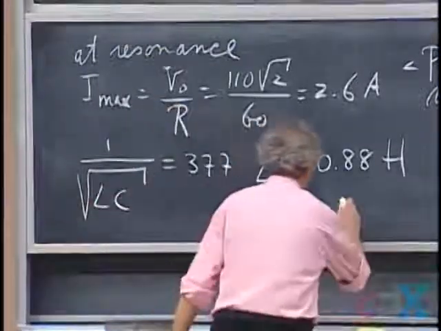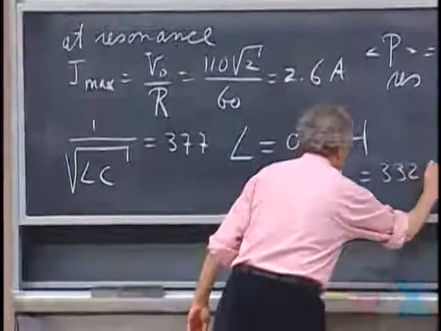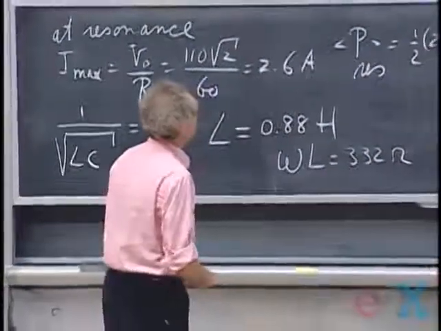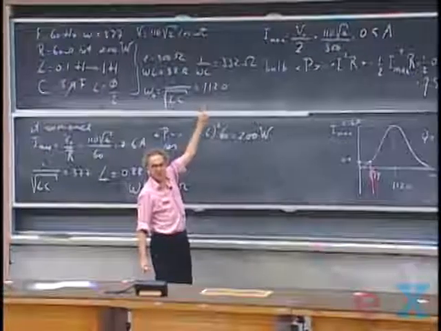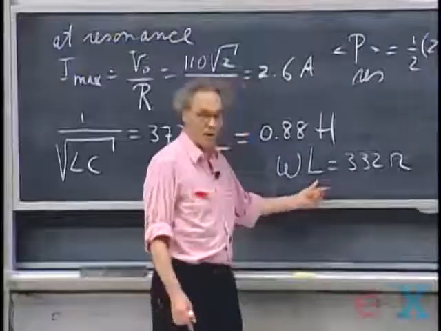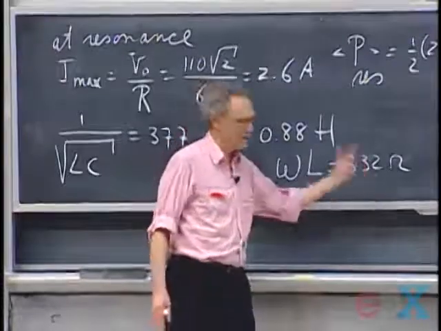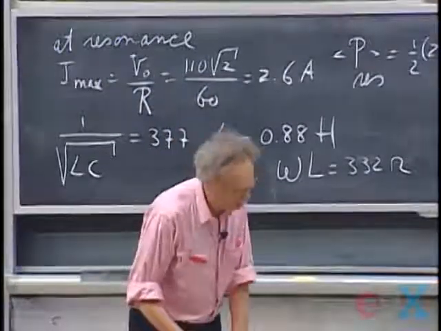And you shouldn't be surprised that omega L is then 332 ohms. Of course it is 332 ohms, because it's going to eat up that 1 over omega C. They're going to cancel each other. That's another way that you could have calculated the value of L, by simply saying omega L has to be 332. So there are various ways to get your resonance frequency.